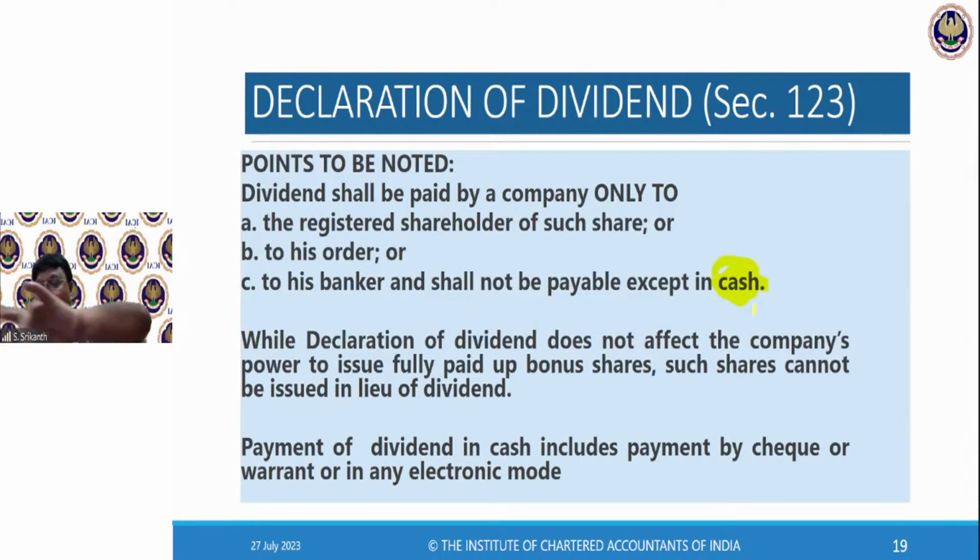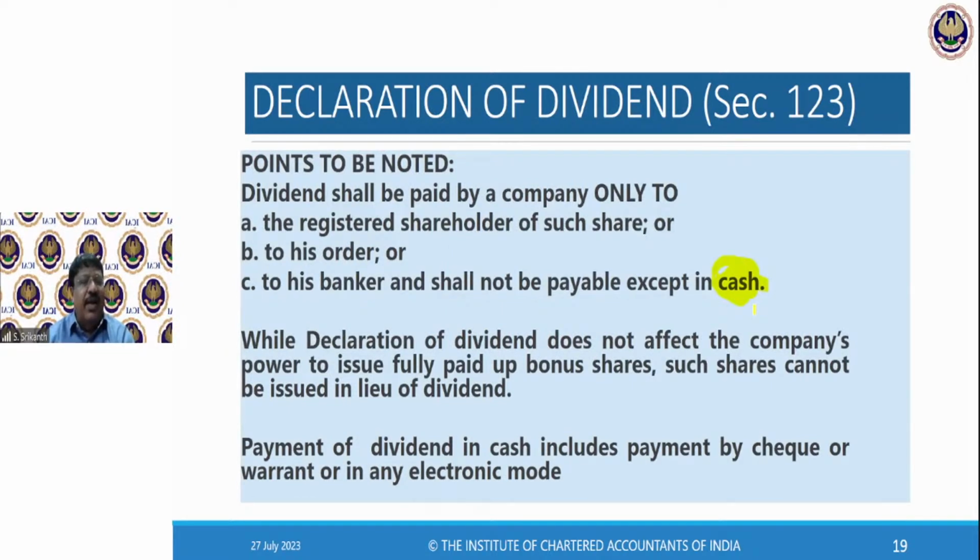Meaning, you cannot declare dividend, and then when they come and ask, please give the money, say no money, you take one share. Like that, you cannot tell. It is not allowed. If you declare the dividend, pay the money. Transfer it to his account. And it can be paid only to the registered shareholder, nobody else. Or to his order, meaning sometimes you might say, pay to so-and-so. You can pay.